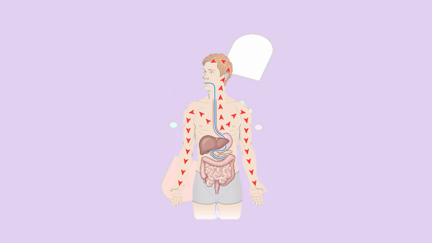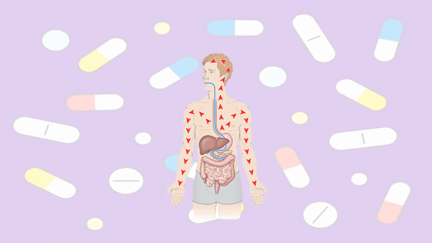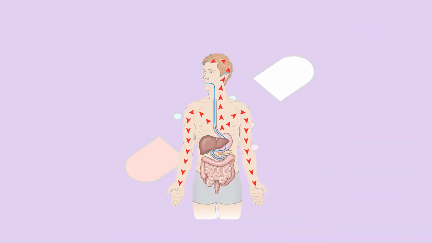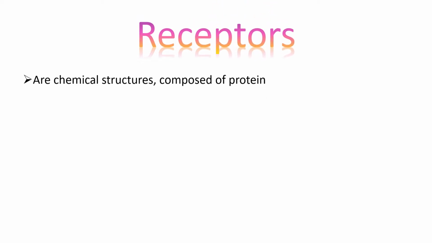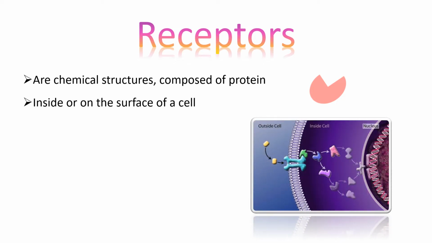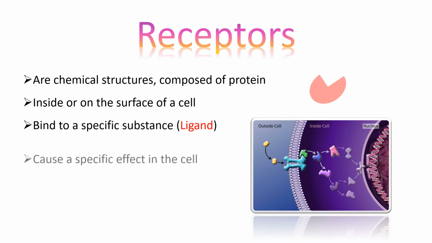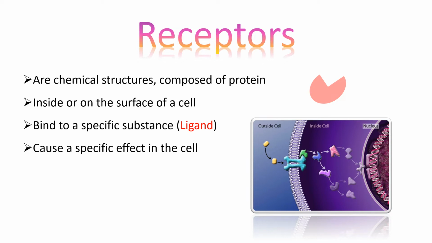Hello! In this video, I want to tell you about how the body receives the drug. First, we should know what receptors are. They are chemical structures which are composed of a protein. They are inside or on the surface of the cell. They bind to a specific substance. They cause a specific effect in the cell, and they receive and transduce signals.